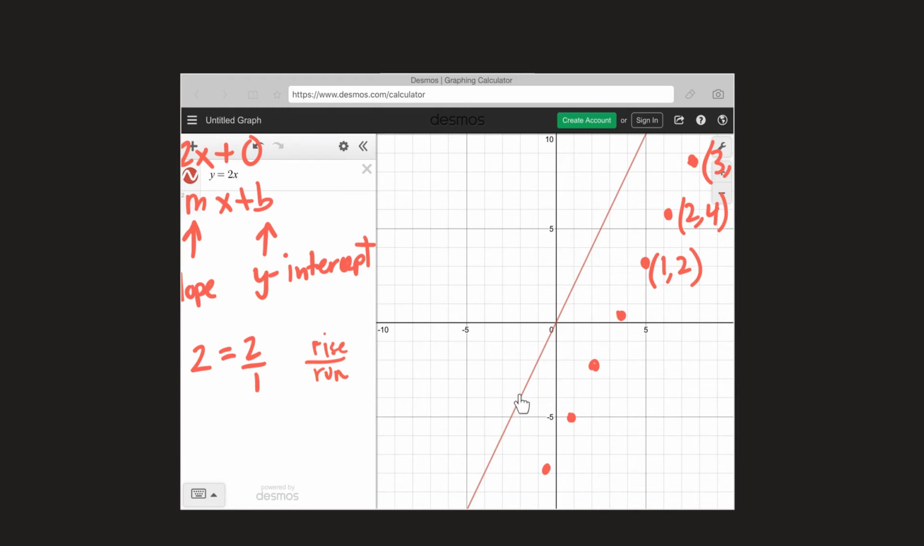See, if it was not a constant rate of change, then it might go up 2 and over 1, and then it might go up 3 and over 1, and up 4 and over 1, and so on, or up 1 and over 1, and it would just go up this crazy path, something like that. That's a terrible line in any case, but that would not be a constant rate of change. So that is how we can use our slope and y-intercept.